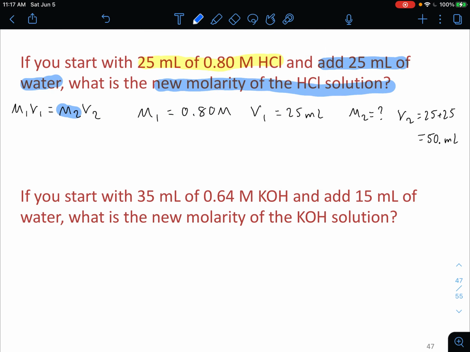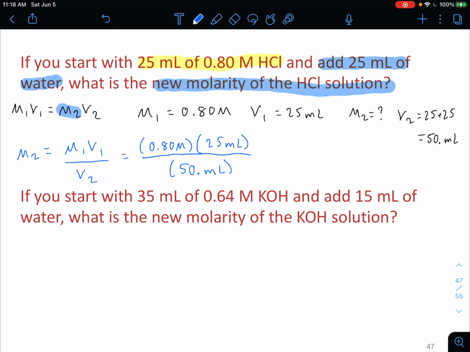Okay, so here we go, right? M2 is what I'm solving for, so that's M1 V1 over V2, all of which I have. So 0.80 molar. V1 in milliliters, that's okay because I'm also going to put V2 in milliliters. So now milliliters cancel milliliters and we're left with molarity, which is what we want it to be. And of course, when I do that calculation, I get 0.40 molar.